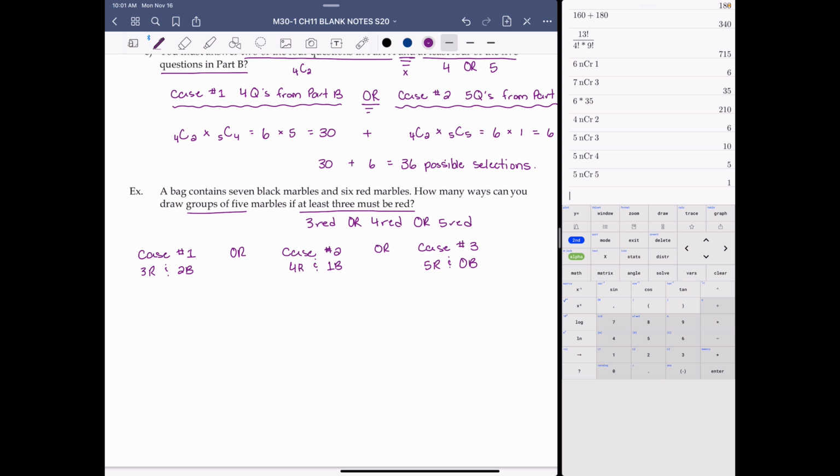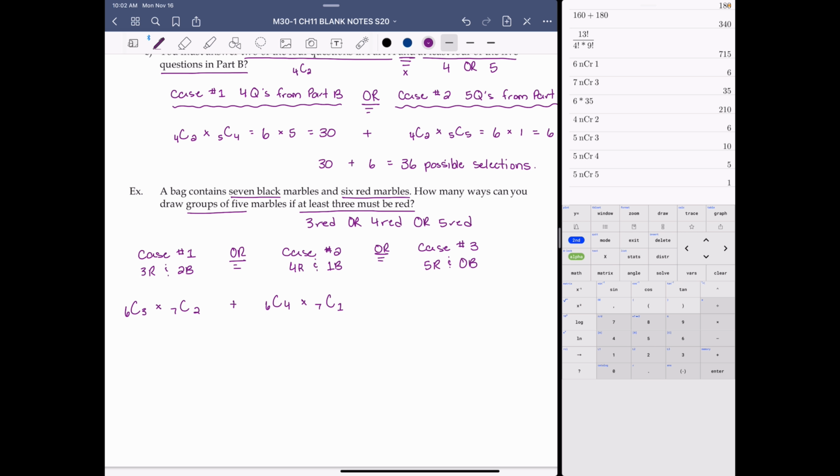How many red do we have to choose from? We have 6 red marbles and we have 7 black marbles. So 3 red would be 6C3, and means times 2 black. We have 7 to choose from, so 7C2. Or is plus. Case number 2 is 4 red, so we have 6 to choose from, 6C4, and is times 1 black. We're choosing from 7 black, 7C1.